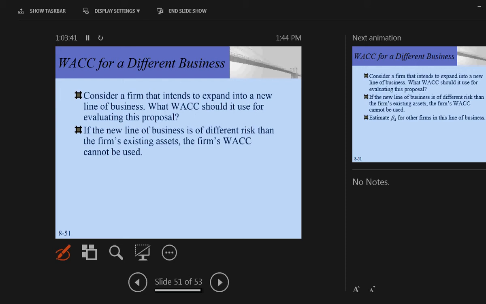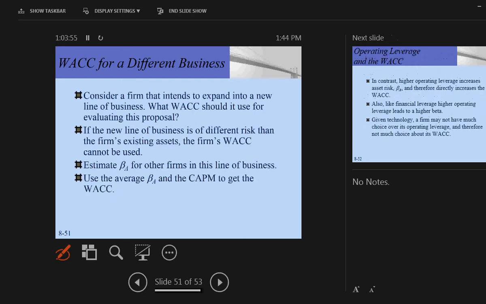And the solution is actually quite interesting. You're going to estimate beta A for other firms that have a similar line, and then use those estimates, or the average of those estimates, to estimate the beta A for this particular firm, and then plug that into CAPM to get the weighted average cost of capital for this particular firm. So what you need to do is the following. You've got to calculate the stock beta for different firms that run the same sort of business.